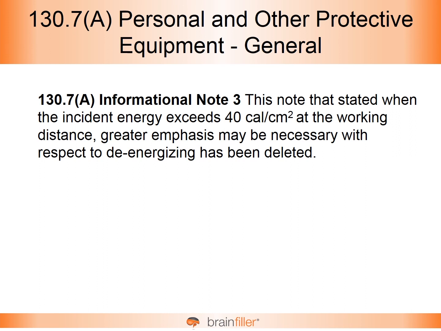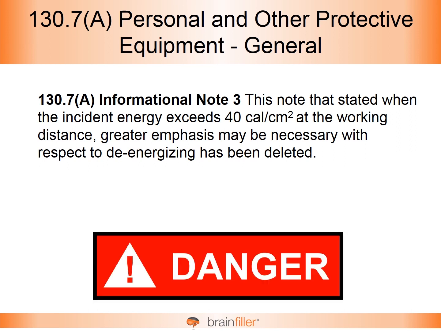Quite often, if the calculated energy exceeded 40 calories per square centimeter, rather than using an orange background with warning, it would change to a red background with danger, and quite often it would list no PPE available. And that's not really quite right, because PPE arc ratings go well beyond 100 calories per square centimeter. The problem was that 40 calories per square centimeter, although that's a lot of incident energy, many were thinking that this was kind of a threshold where it would be more explosive.